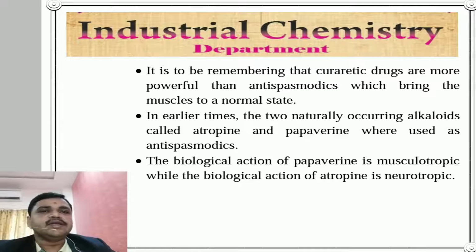In earlier times, the two naturally occurring alkaloids called atropine and papaverine were used as antispasmodics, and according to our syllabus, we synthesize these two compounds, atropine and papaverine. So in this class, we synthesize atropine and papaverine and then their medicinal uses. So these are the two naturally occurring alkaloids. The biological action of papaverine is musculotropic, while the biological action of atropine is neurotropic.